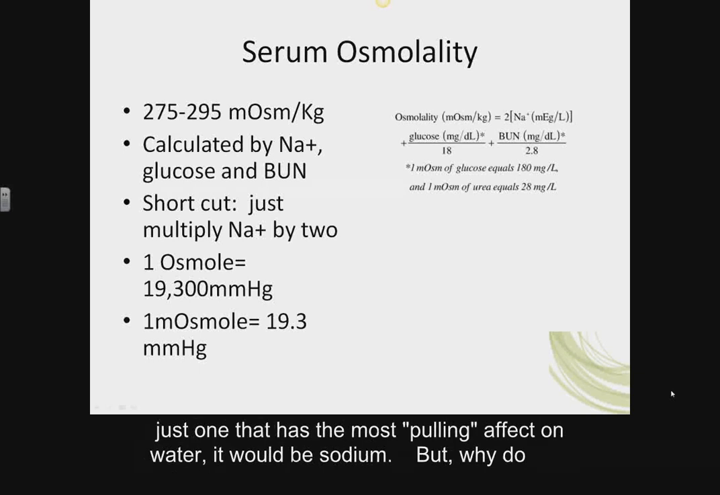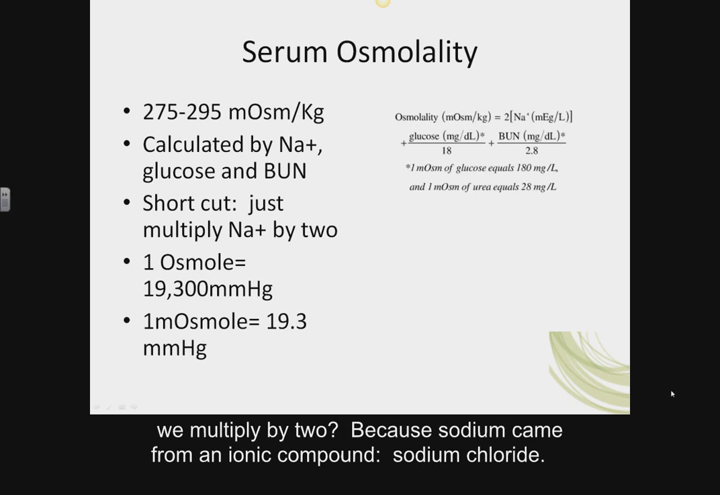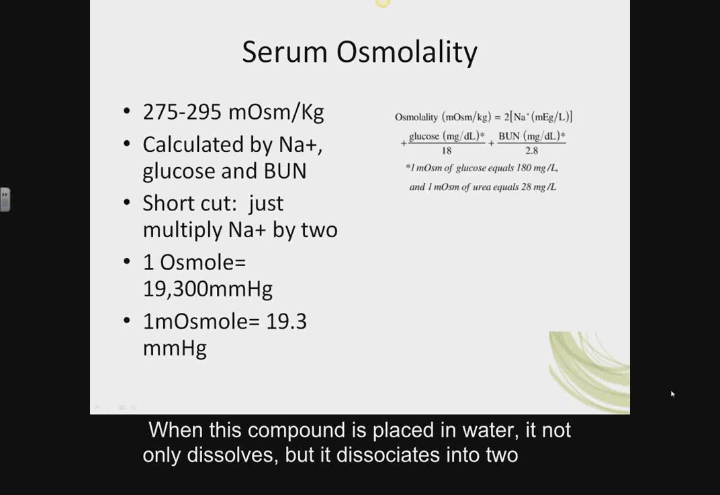Clinically, the shortcut is just to multiply the sodium values by 2, as sodium by far is the most abundant solute in plasma. As such, if we had to reduce all the components in the plasma to just one that has the most pulling effect on water, it would be sodium. But why do we multiply by 2?